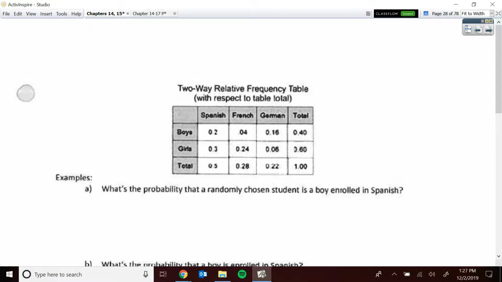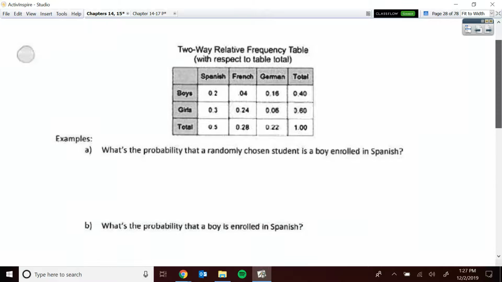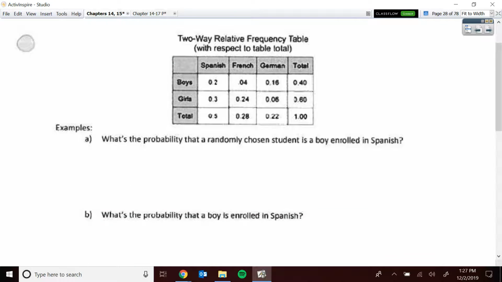So we have boys and girls taking Spanish, French, and German, and they've got those. This one's actually listed in probabilities instead of number of students. So let's have you first do A. B and C is where it starts getting a little more involved. So just look at A and try that one.